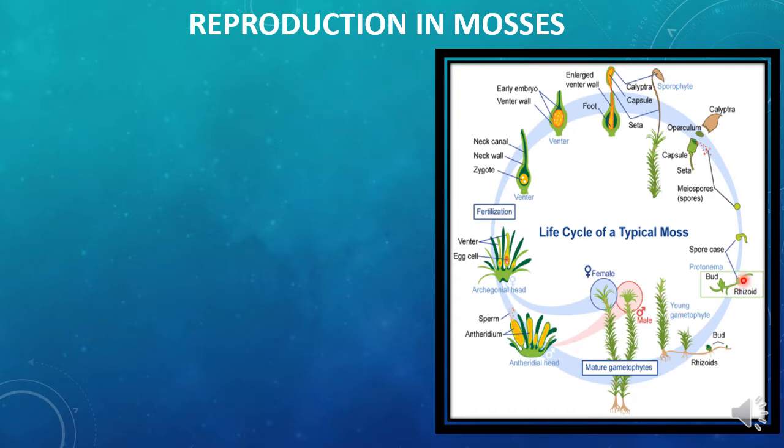These haploid spores give rise to the haploid gametophyte, and this protonema is creeping and branched, and it is filamentous in nature. This protonema gives rise to buds. These buds again give rise to the leafy shoots. So the rhizoids, which are root-like structures, fix the gametophyte to the soil, and these leafy shoots give rise to the male and female sex organs on their apex. So this life cycle goes on again and again.